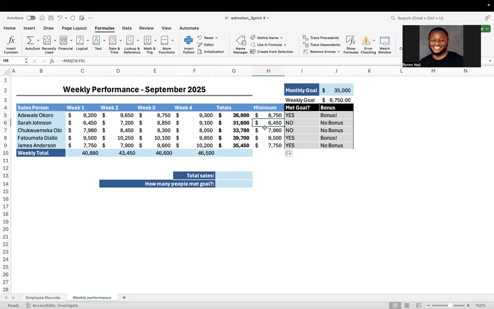The same thing here. This is the lowest amount, and that means this person is not going to get a bonus. This other person got 7,980 as the minimum transaction the person made across the weeks. So that means this person is not going to miss the target.